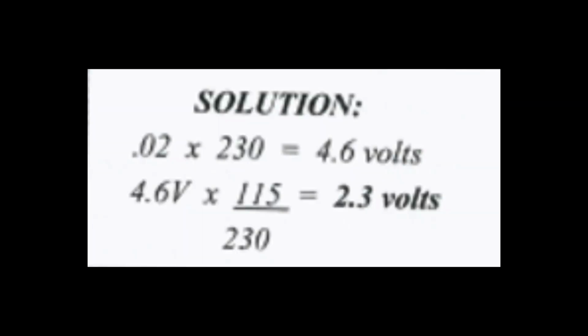Question 1. Determine the voltage drop on 115 feet of conductor for a 240 volt installation. 2.3 volts. The voltage drop on 115 feet of conductor with a 240 volt installation is 2.3 volts.